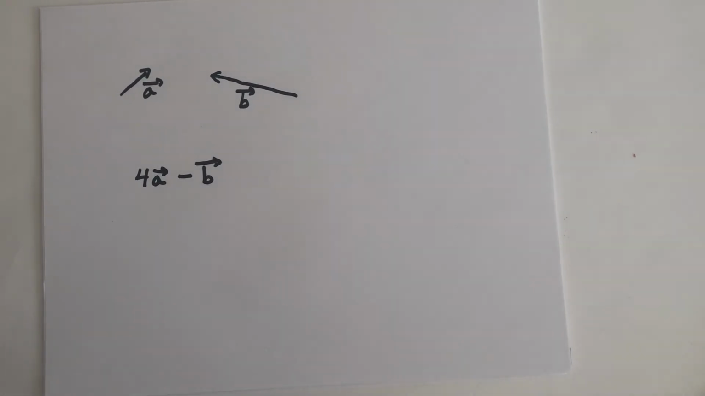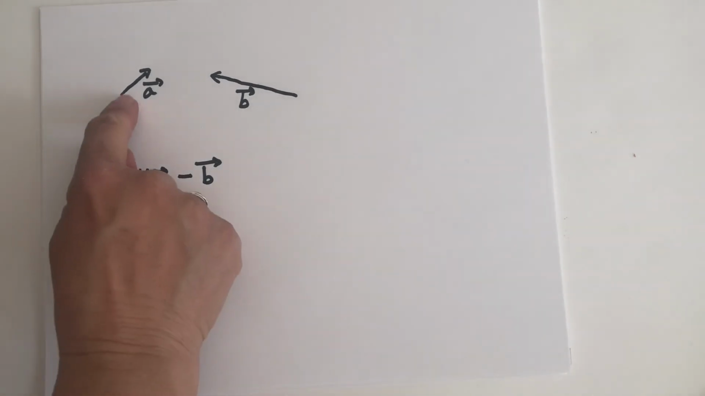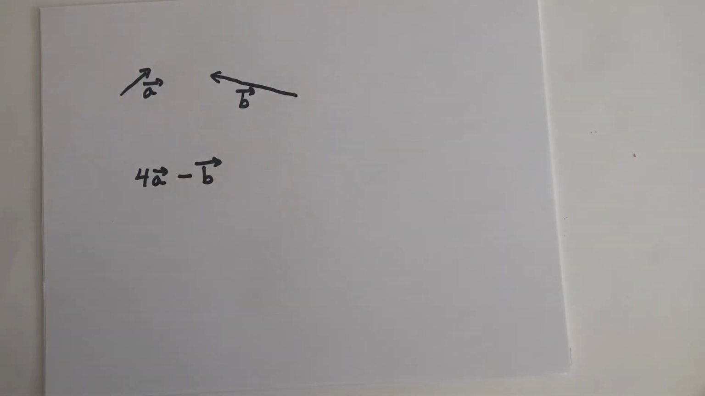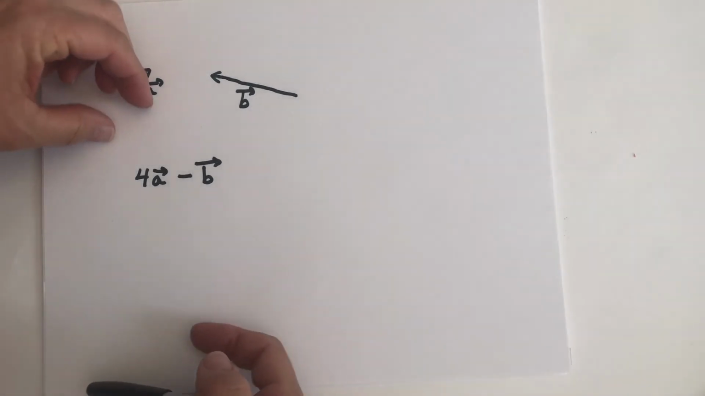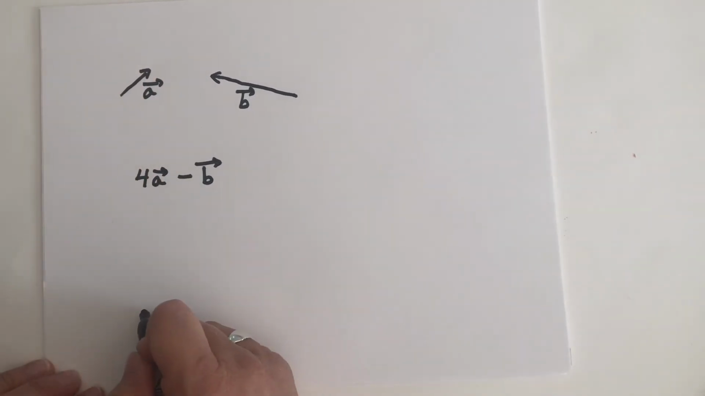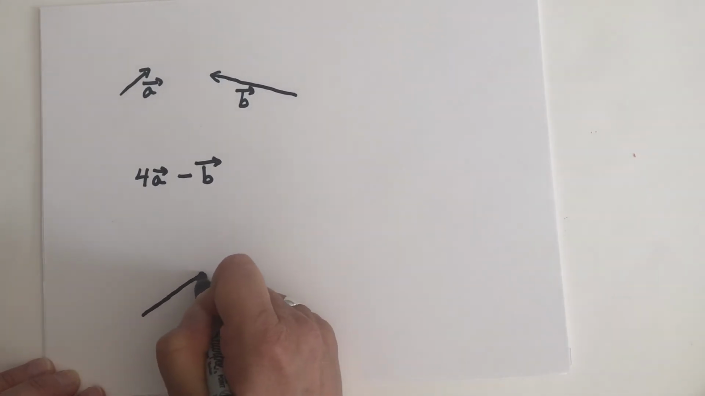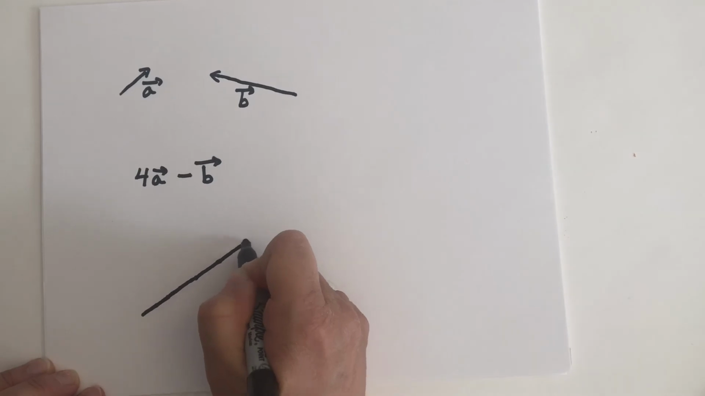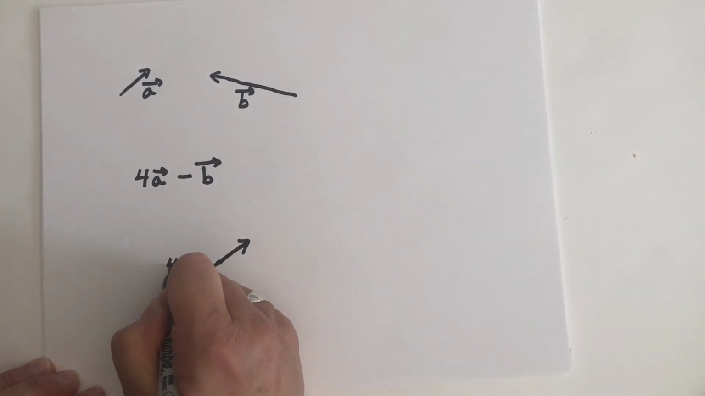So let's start with this. We're going to multiply it by 4. That means I have this particular vector. I'm going to draw it down here, and I'm going to make it 4 times as long. So that looks like 1, 2, 3, 4. So there's my vector that is 4A.